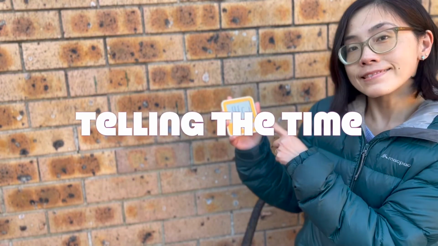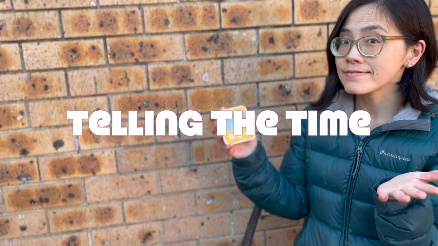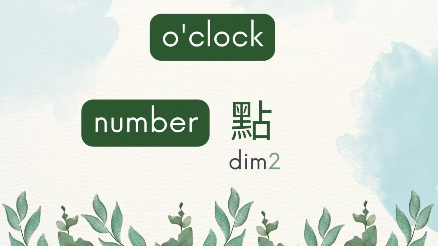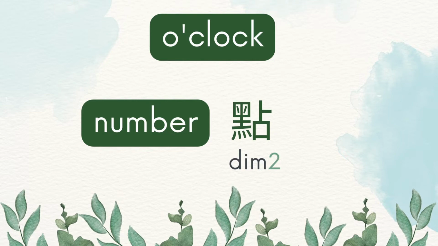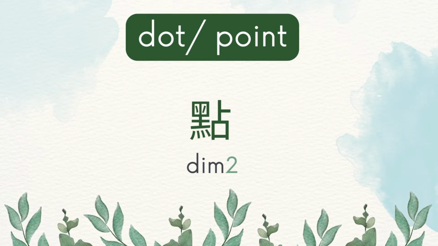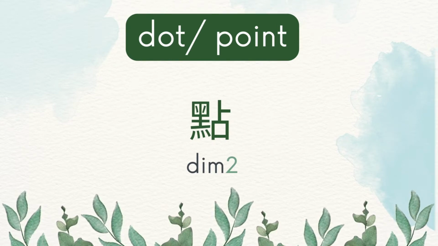In this video, we'll learn how to tell the time in Cantonese. Let's go! When we tell the time in Cantonese, it can be pretty straightforward. You just have to put the number and the word dim to represent something o'clock. The word dim means dot or point in English.